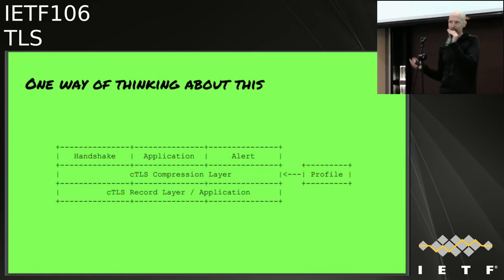One way of thinking about this, also due to Karthik, is that this is a compression layer between the handshake and the record layer. On emission, you compress using the profile as input to tell you what to compress out, and on parsing, you decompress using the profile as input to tell you how to decompress.